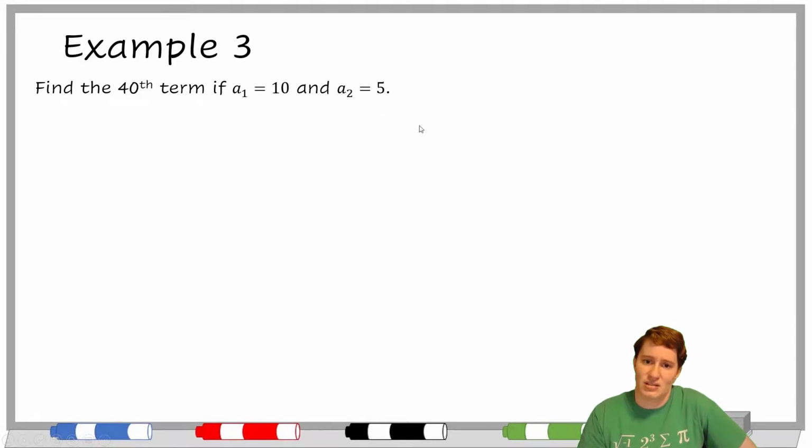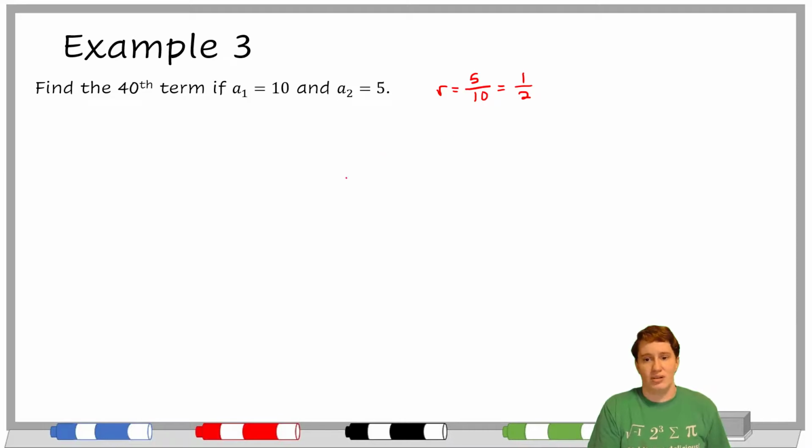Instead of them telling us the common ratio, they're just telling us the first two terms. But that means that we can find the common ratio by taking the second term, 5, and dividing it by the first term. So without too much trouble on this, I can figure out, okay, the common ratio is a half. So then I need to find the 40th term, which is going to be the first term times 1/2, which I'm going to go ahead and put in parentheses and then put that to the n minus 1. So 40 minus 1.